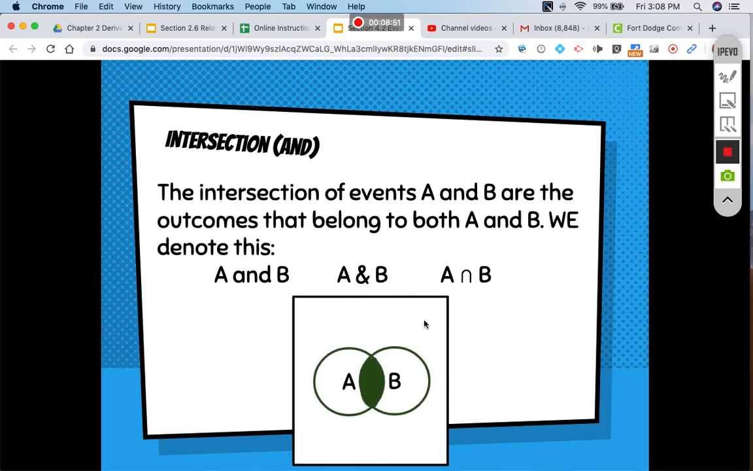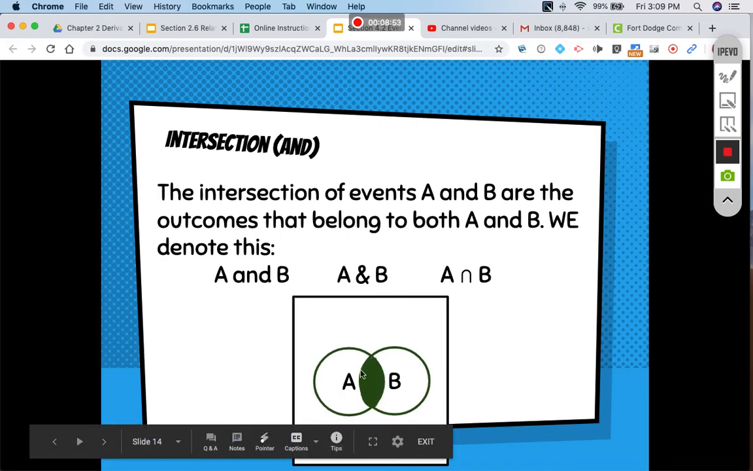So our Venn diagram is going to look like this. So here's event A, here's event B. We only want where they overlap, where they intersect. Where you're in event A and you're in event B. But here you're not in A, so it doesn't matter if you're in B. Here you're not in B, so it doesn't matter if you're in A. So that's what we mean by and.